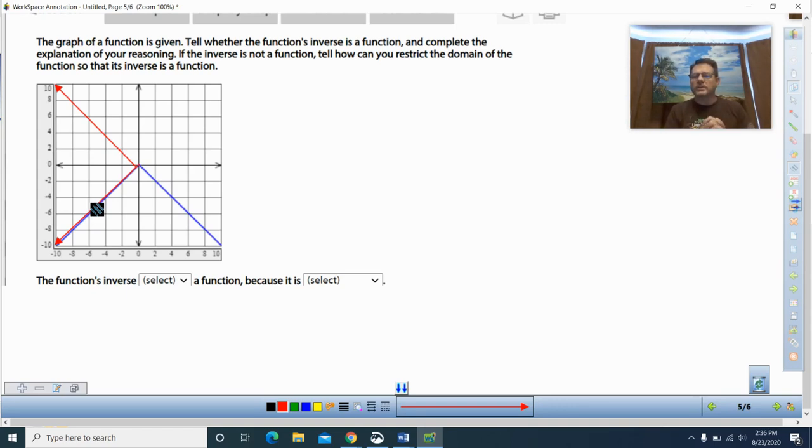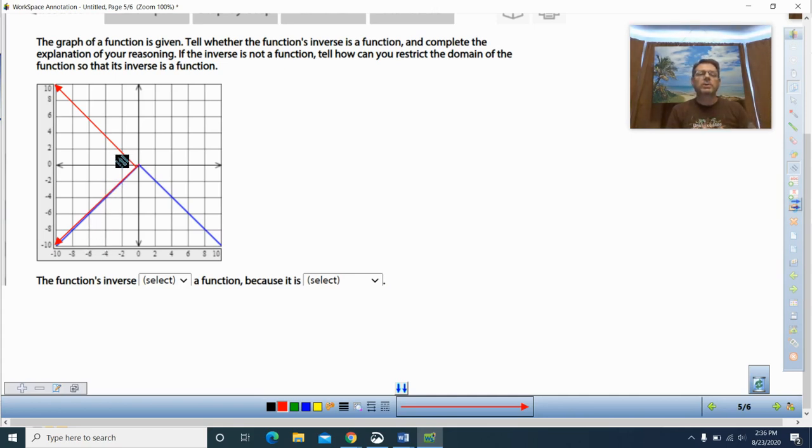So does the red one pass the vertical line test? The vertical line test says I can put a vertical line through any point and it's only going to cross in one place, right? Does it pass that test? No. Okay, so that's what they're talking about. They're saying, what would the inverse be, and would it be a function? And we find out the answer is no.